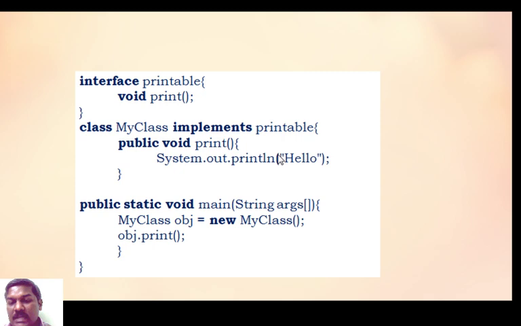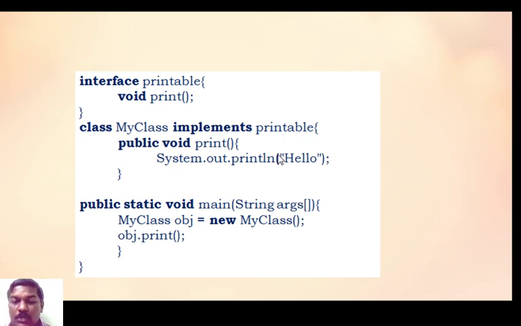So I am implementing the Printable interface into a class called MyClass. Within the class I have given the code for print. The print method will print the statement hello. From the main program I have created an object called obj, then obj.print will print the statement hello. So this is the concept of using interface in Java.